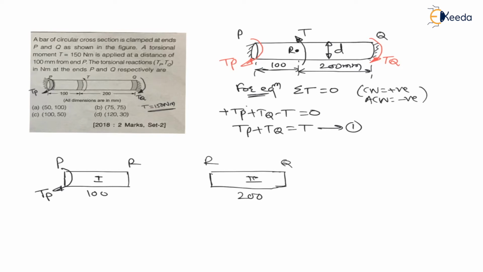Therefore, to balance this clockwise TP, there will be an anti-clockwise TP at R, like this, anti-clockwise TP. Right. Now, let us go for R end.